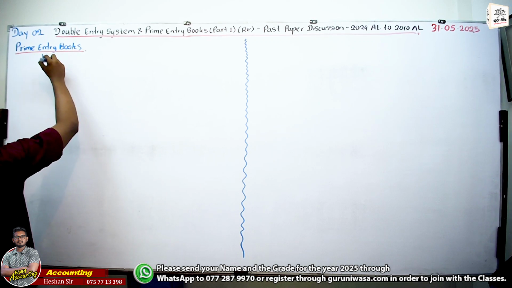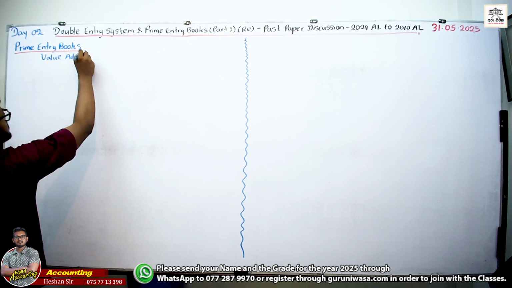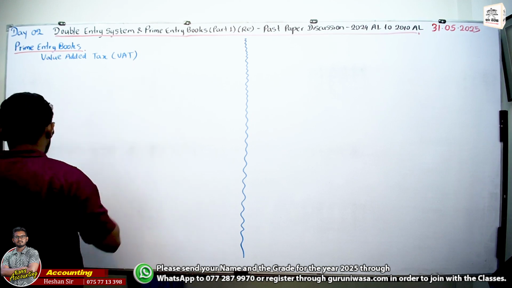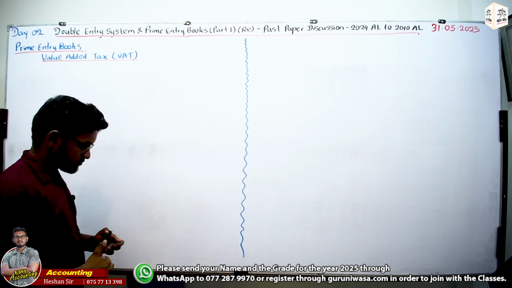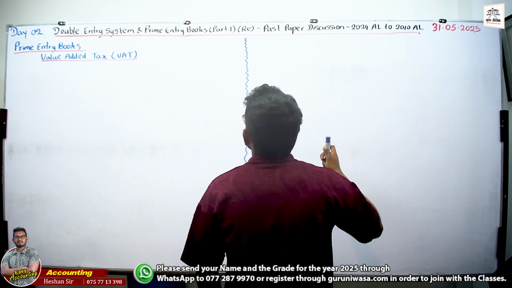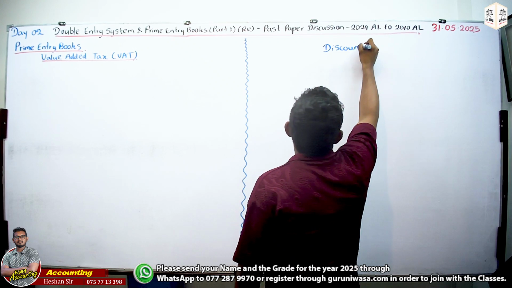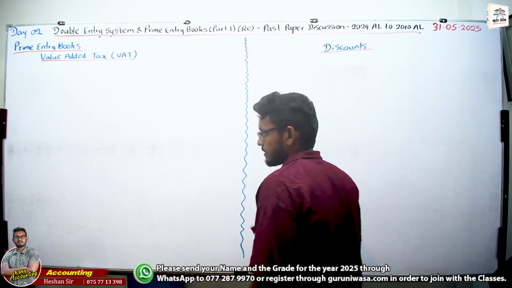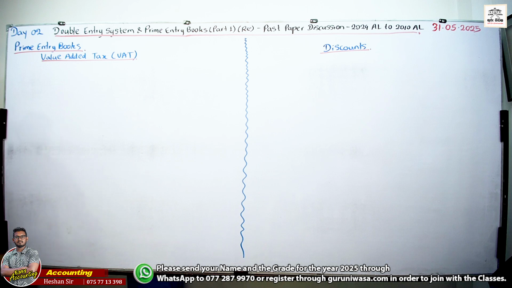Value added tax. We call this tax VAT in one word. Discounts. Right. Okay. What is a VAT now? Can anyone tell me? Who charges VAT?